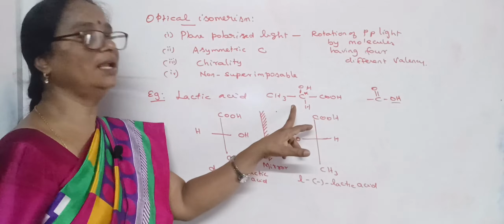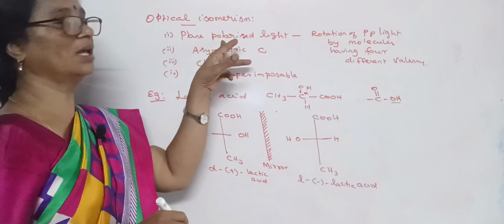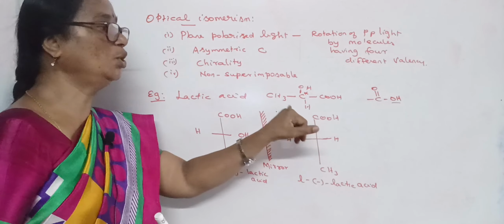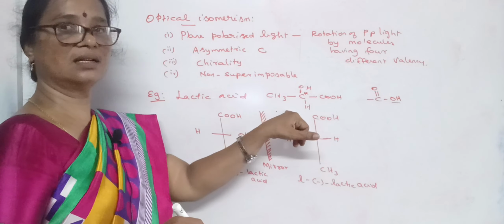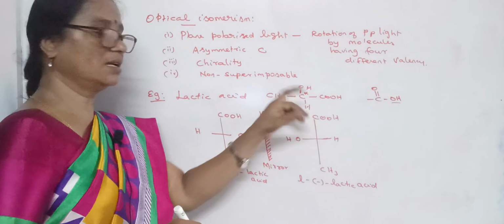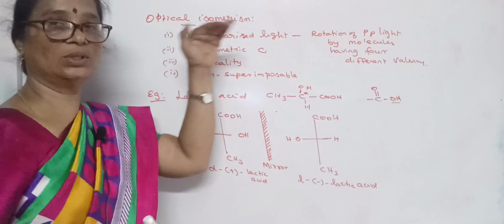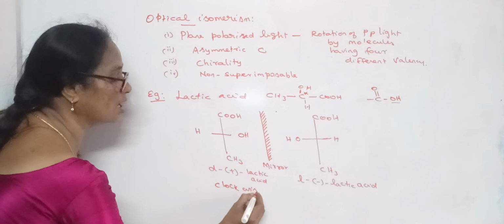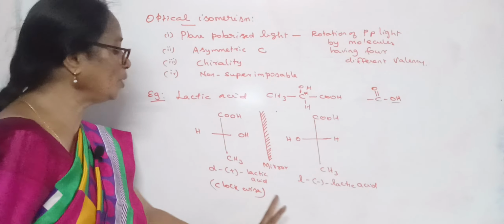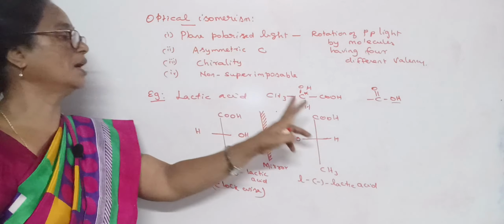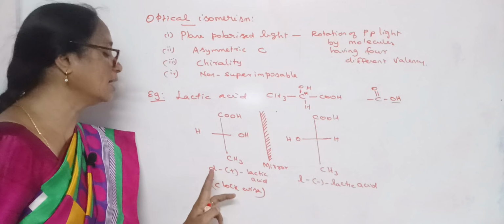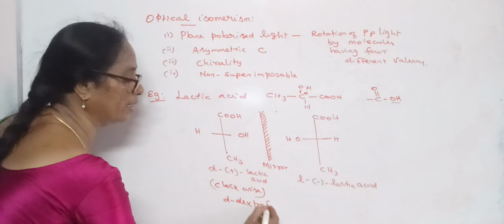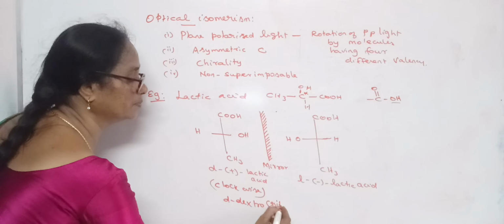Such compounds are only able to rotate the plane polarized light. Okay, when the light is passed through the solution of lactic acid, depending on its nature it can rotate the light to the clockwise direction. So, it gives a clockwise direction of rotation. Such clockwise rotation of plane polarized light by lactic acid is called D-isomer, or D means dextroisomer. Dextro means right side.